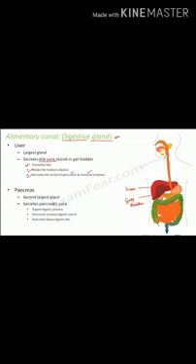So this pancreatic juice contains all the enzymes which digest proteins, carbohydrates as well as fats. Now in order for these pancreatic enzymes to start acting, the medium has to be alkaline.